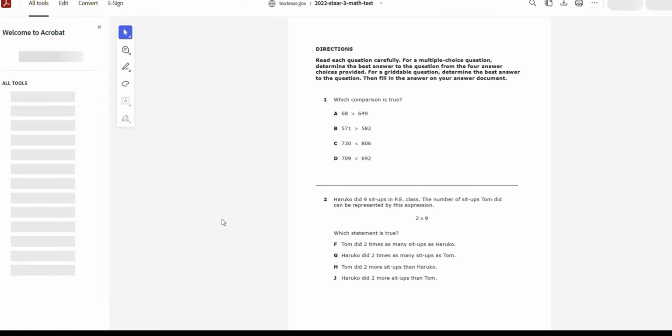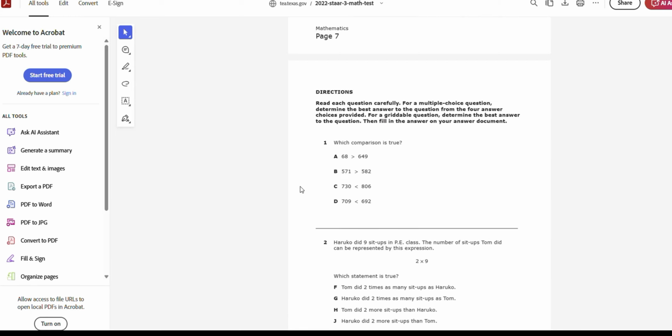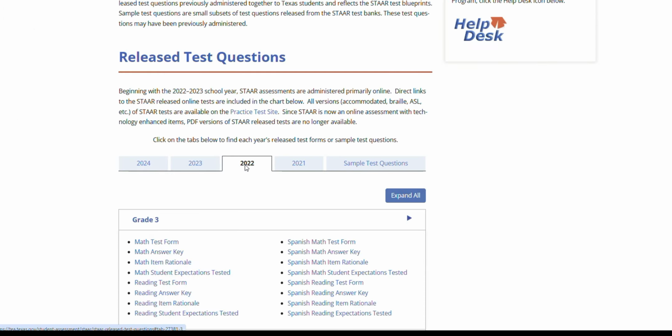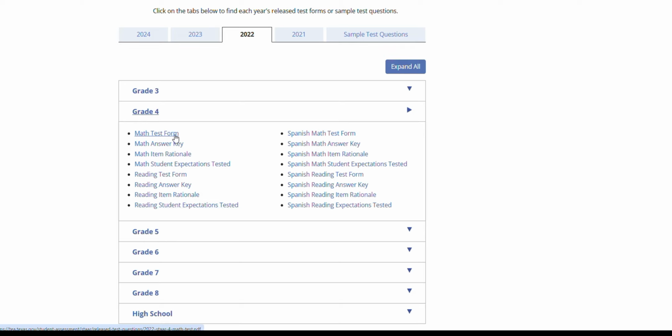We now have access to the 2022 math test questions. Let's solve them one by one. We do those same steps again for 4th, 5th, 6th, 7th, and 8th grade.